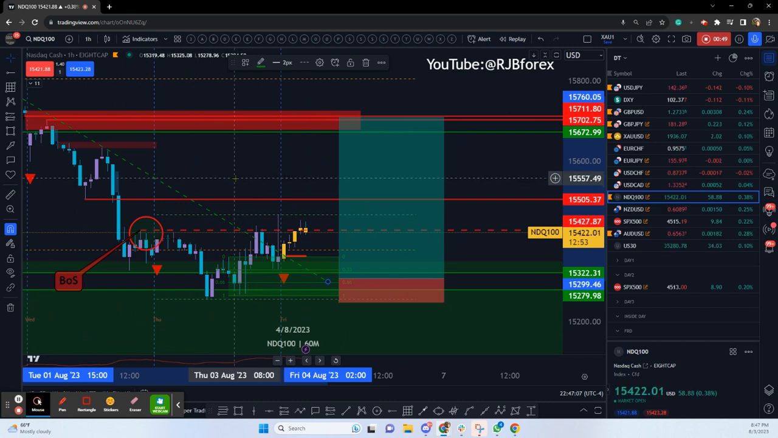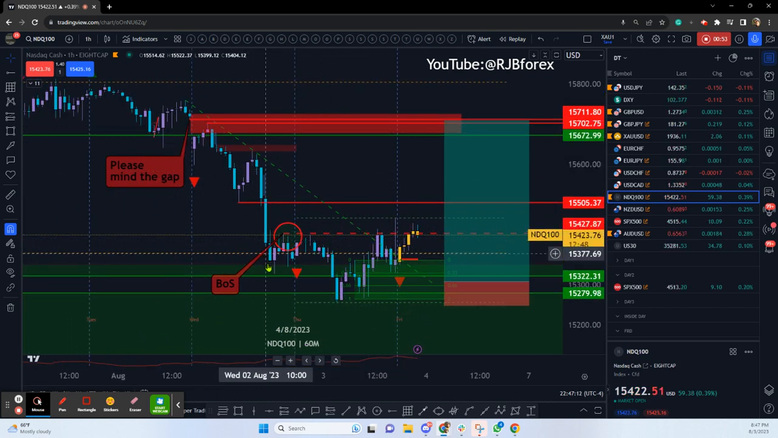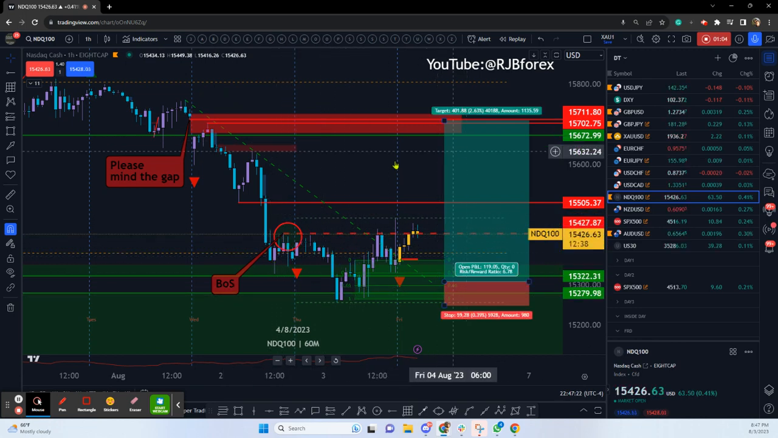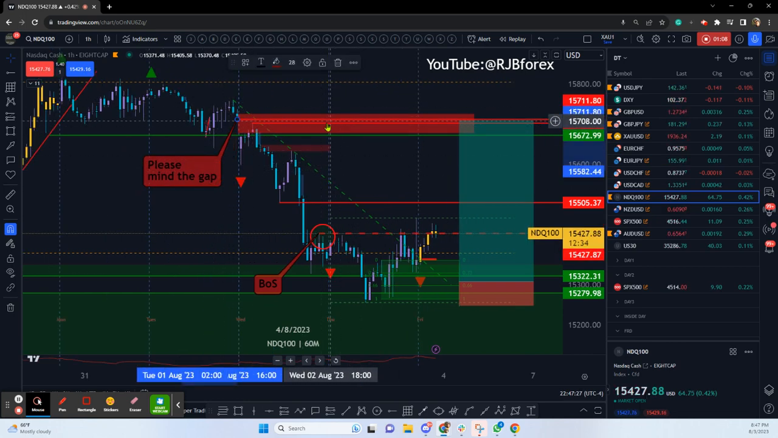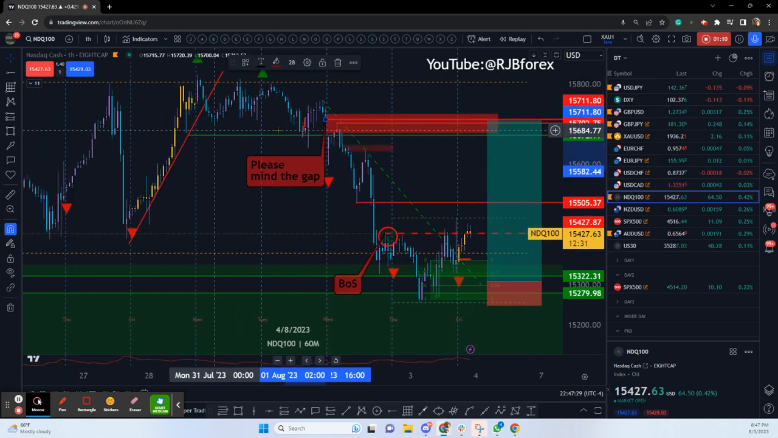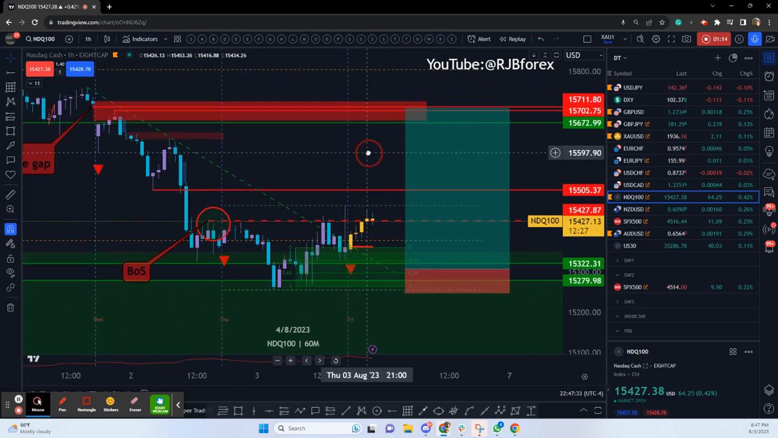W formation down low, double bottom. We've had 1, 2, 3 pushes below last week's lows. So it's a nice candidate for a move up, similar to the S&P. Please mind the gap, target area, back up into the opening range. So that's nice, short and sweet.